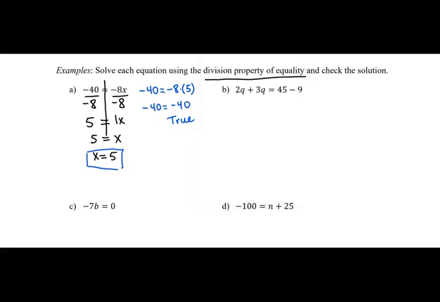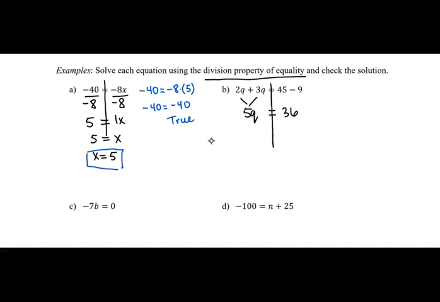Equation number 2: you have 2q plus 3q on one side equals 45 minus 9 on the other side. Start by dividing your equation space into the left side and right side. On the left side, you have two terms, 2q and 3q. Because they are like terms, we're going to combine them into 5q, simplifying the left side. On the right side, I see 45 minus 9, two numbers, so I can find the answer there. 45 minus 9 is going to be 36.